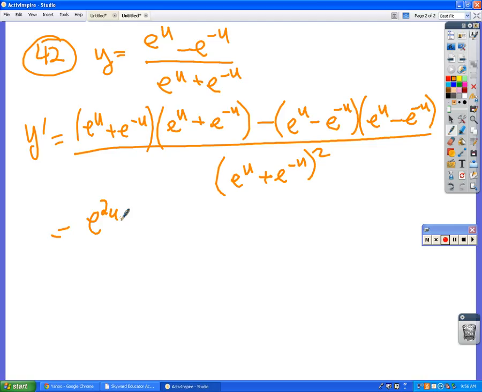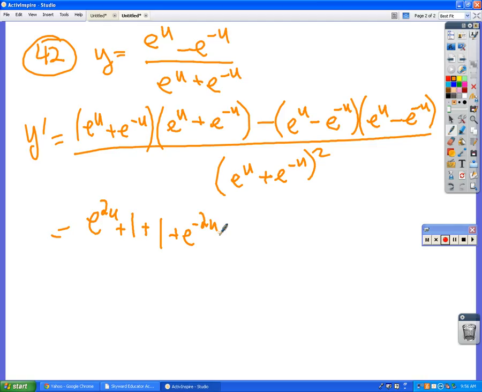Okay, so if I go e to the u times e to the negative u, what do I get? E to the 0, good, because you add the exponents, so u plus negative u is 0, so that's just going to be 1, okay? Anything to the 0 power is just 1. So same thing with the inside term, e to the negative u times e to the u is also going to be 1. And then last times last is e to the negative 2u, okay?